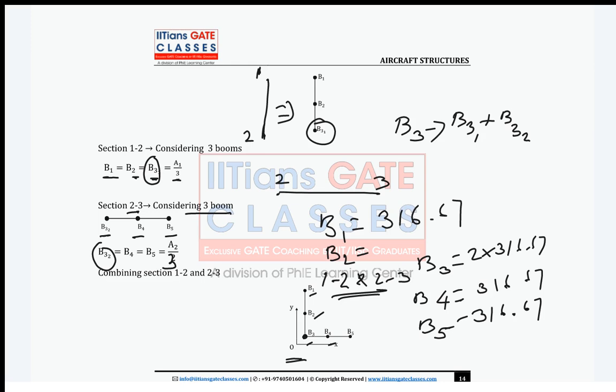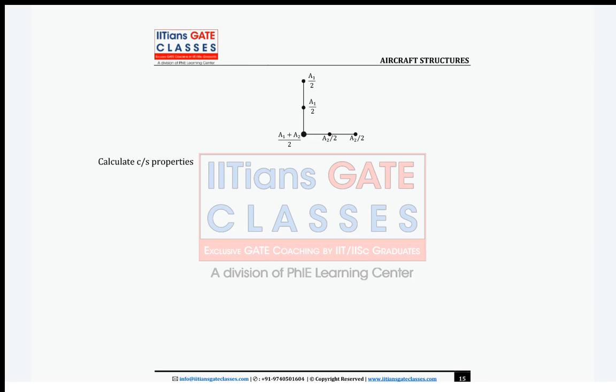Now guys, you have to find cross sectional properties. Here there is a typo, guys. This is A1 by 3, A1 by 3, and this is A2 by 3, A2 by 3. It is A1 plus A2 by 3. Okay, clear, guys? Is this clear? Yes or no? A1 by 3, A1 by 3, then A1 plus A2 by 3, A2 by 3, A2 by 3. Now we have to find again cross sectional properties. So, first, what we have to find? Centroid.